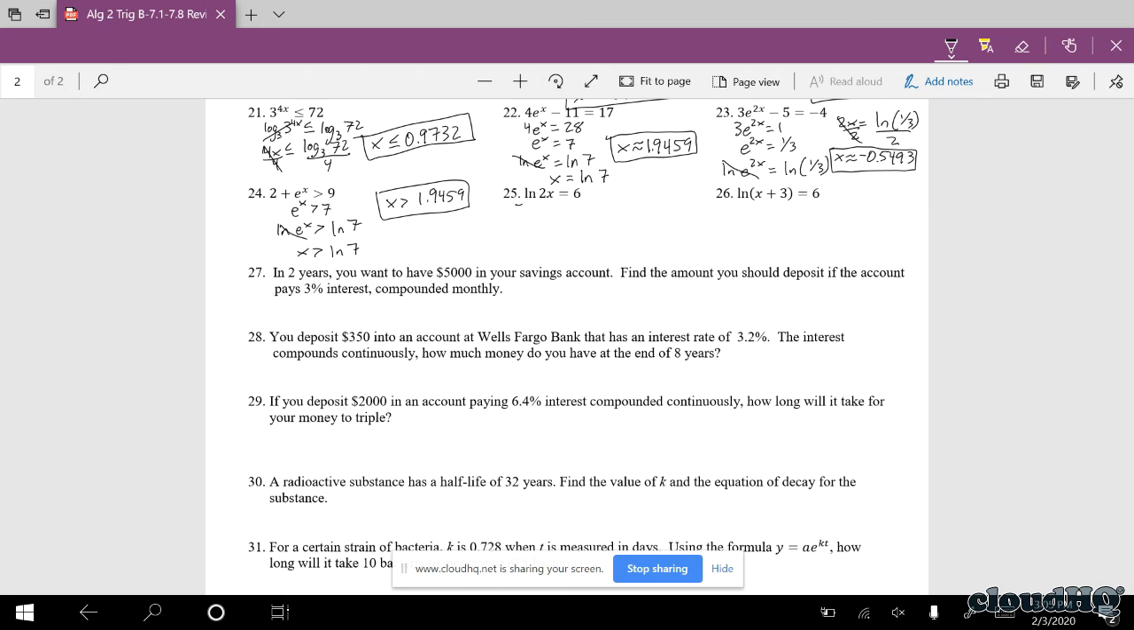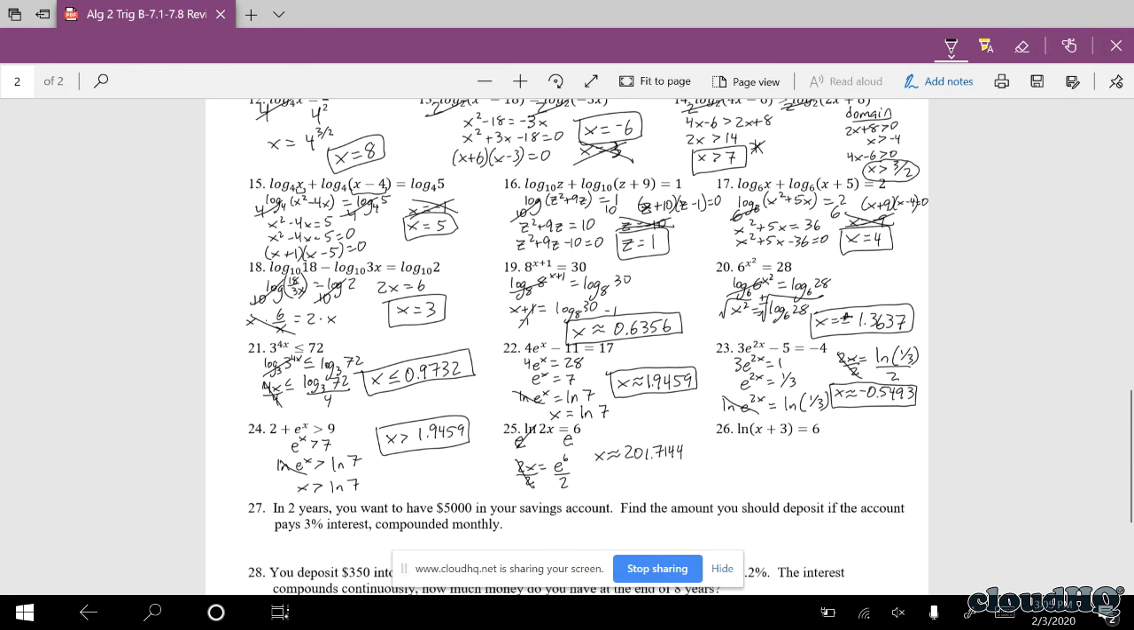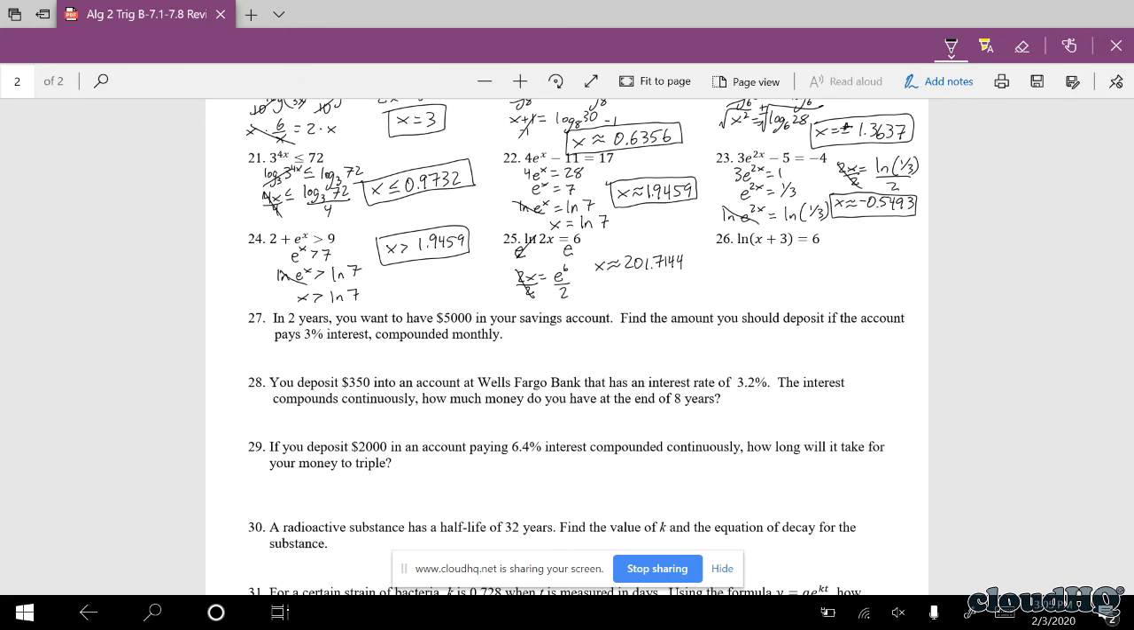Number 25, I'm going to exponentiate both sides with an e. So I get 2x is equal to e to the 6th. Divide that by 2. So on the calculator, do e to the 6th divided by 2. And I get about 201.7144. It is a log equation, so I do need to make sure that works, but it's not going to be negative when I plug it in, so it works just fine.